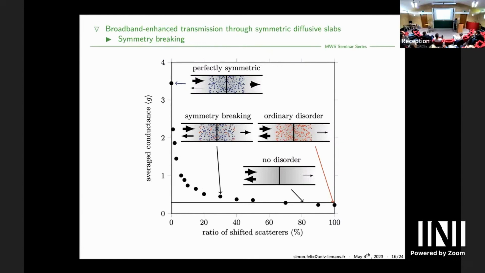And what I see is that it's very sensitive to symmetry breaking because for a low ratio of shifted scatterers, it drops very rapidly. And as we have seen, after some importance of this symmetry breaking, I go below the level of the barrier itself, in the case we have seen in the beginning, which is a non-symmetrical slab, which is more opaque than the barrier.